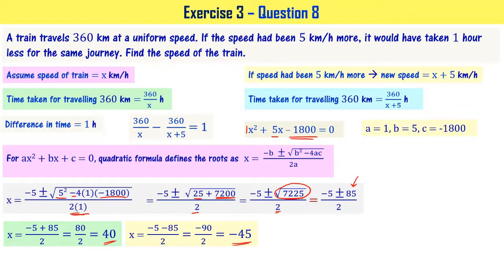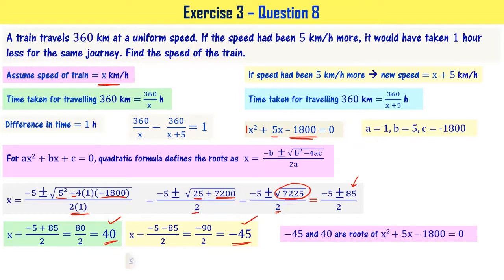You have now x values, one positive number that is 40 and the negative number that is minus 45, right? Speed of the train, x cannot be a negative number, right? That's why we say that the speed of the train x equal to 40 kilometers per hour. Got it?